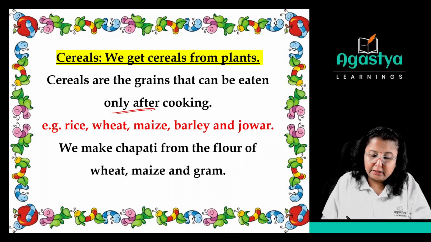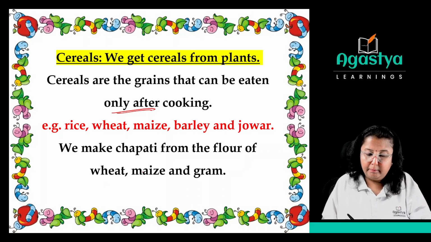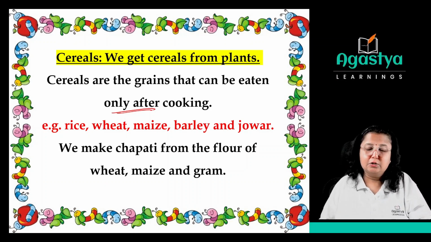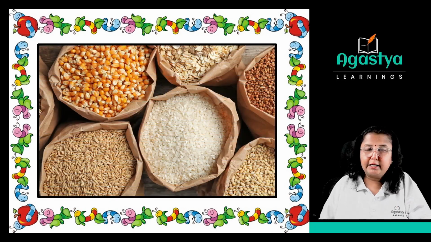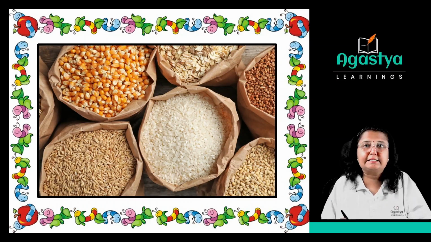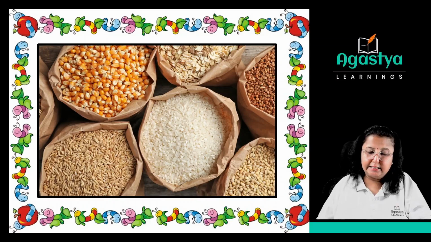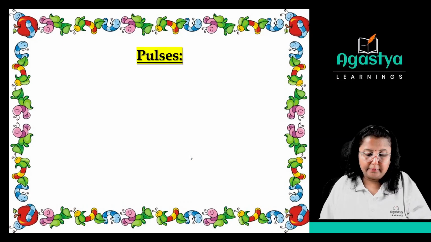We make chapati from the flour of wheat, maize and gram. So roti we can make from rice. Here we can see a picture of different types of cereals, or we can say the grain seeds: rice, maize, yes, corn is also there, wheat is also there.